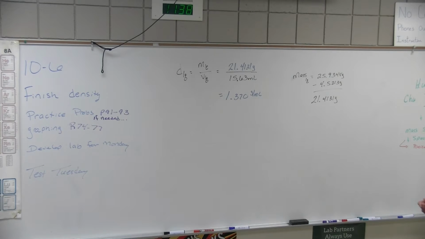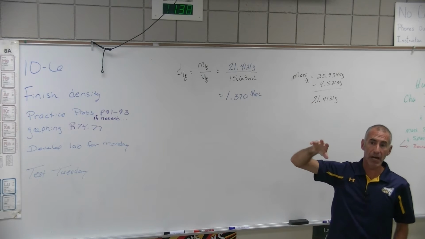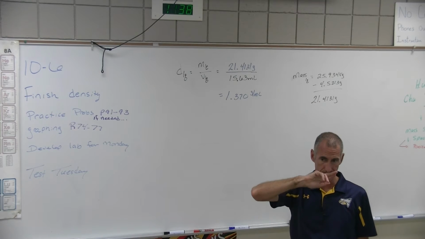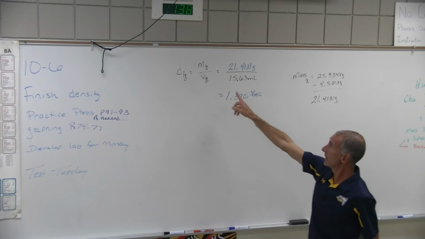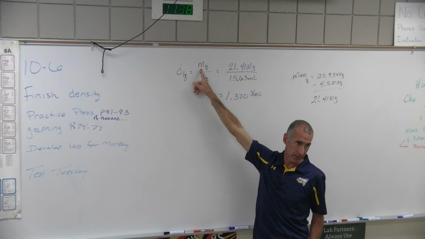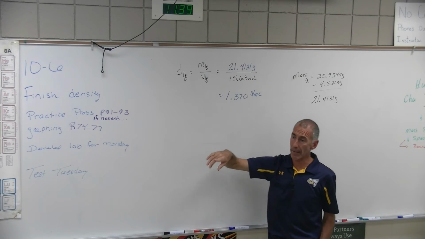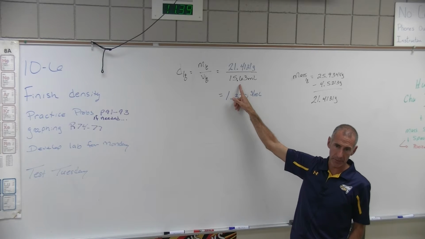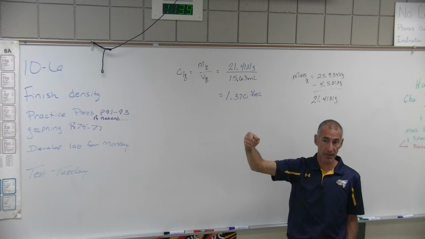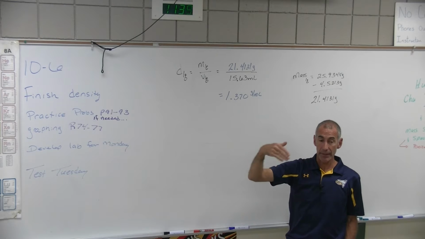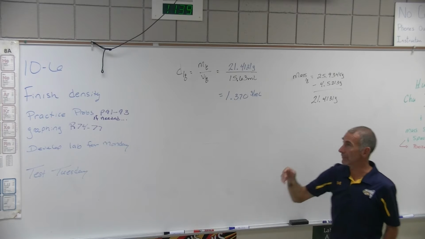All right, so on the problem, they give you a lot of information. We need the mass of the liquid and the volume of the liquid. Read through the problem. They give us the volume of the liquid, but they give us a bunch of other masses. They give you the mass of the graduated cylinder and the mass of the graduated cylinder plus the liquid.